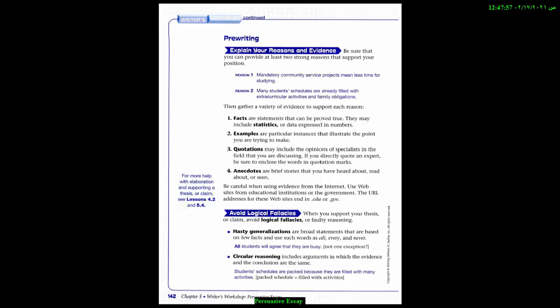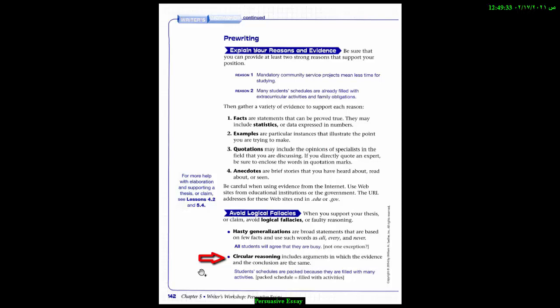What do we mean by hasty generalizations? We mean when you use words like all or every or never because you can't make sure that all the students will agree with you. And what we mean by circular reasoning is when you have the evidence and the conclusion the same. Like, I didn't do the homework because I didn't do the homework.